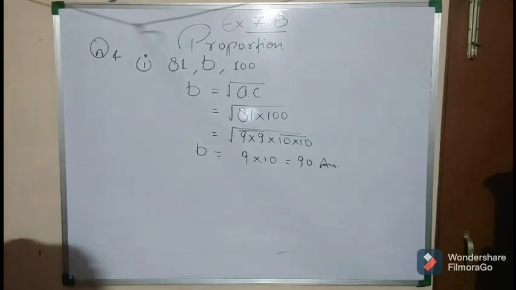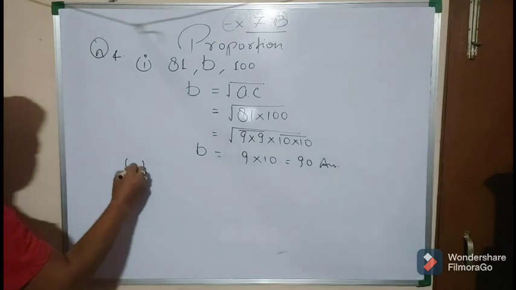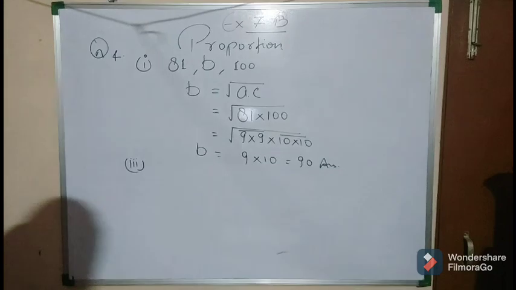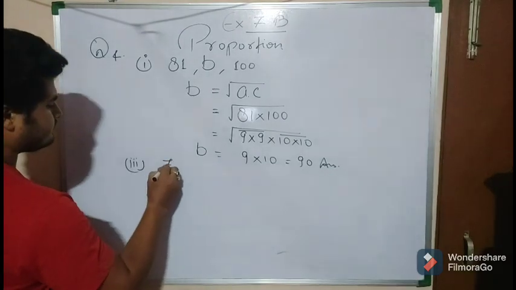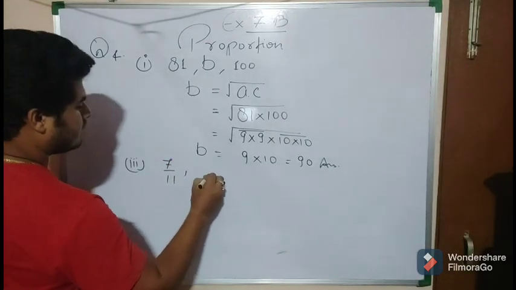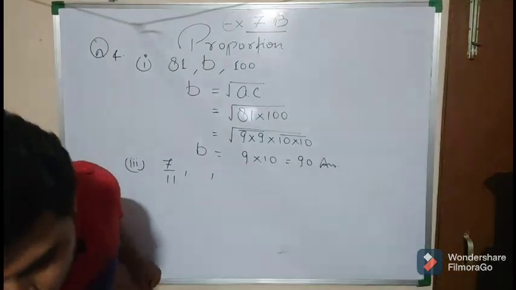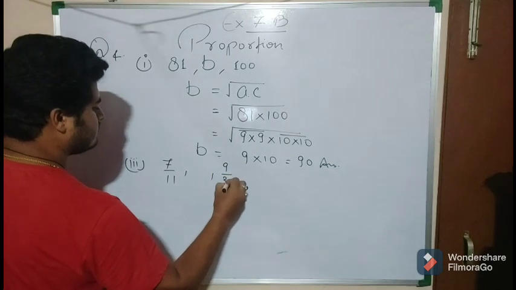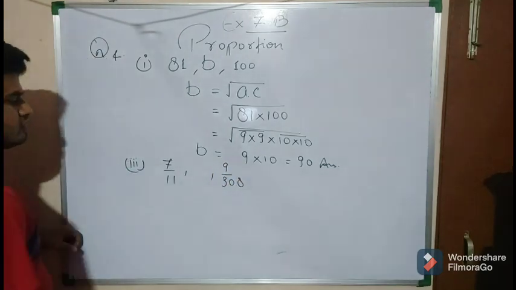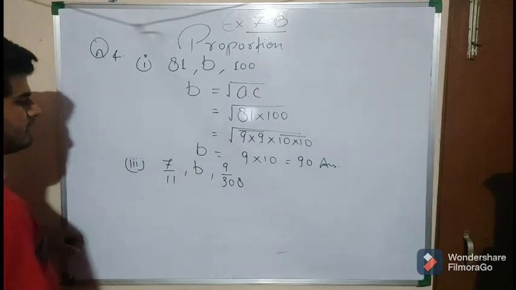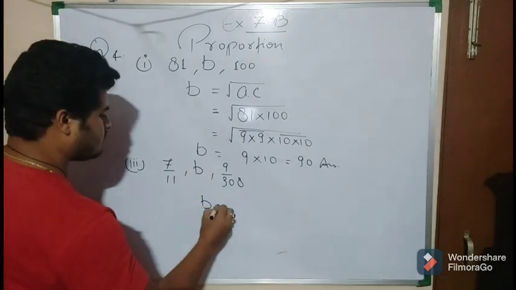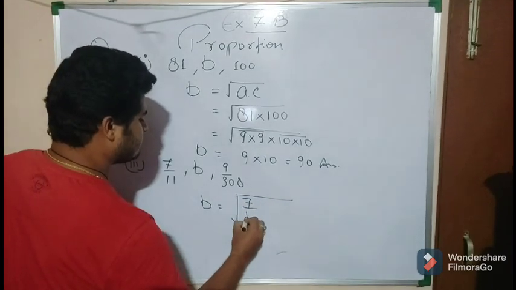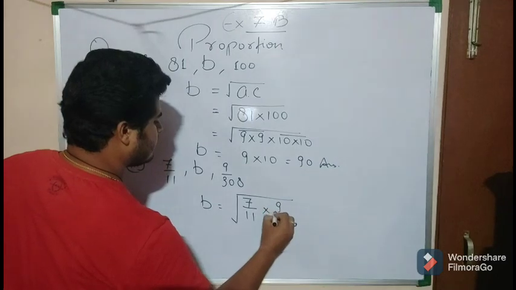In a similar manner, there is a third part which says 7 upon 11, comma, mean proportion, comma, third proportion is 9 upon 308. So let the mean proportion be B. So B is equal to the square root of 7 by 11 multiplied by 9 upon 308.